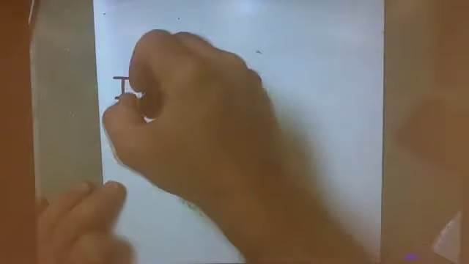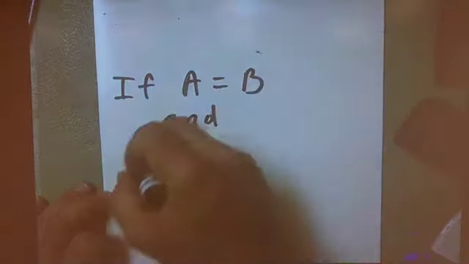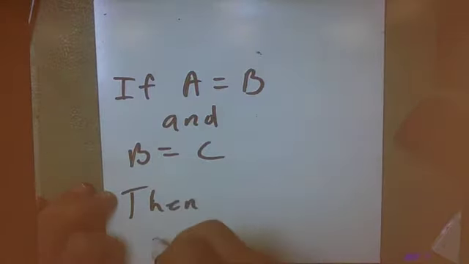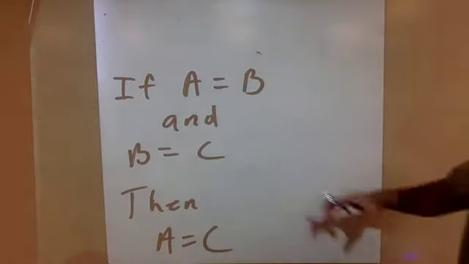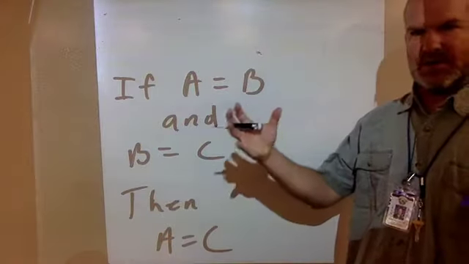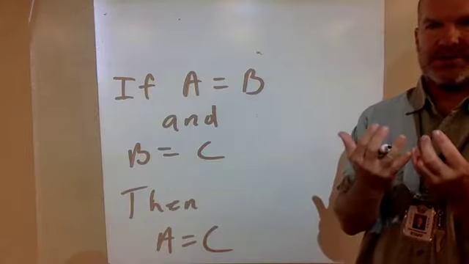Technically, if you look up transitive property on Google or in a dictionary, it's going to tell you if A equals B and B equals C, then A equals C. That's a fancy way with variables of saying if 2 things are equal to the same thing, then those 2 things are equal to each other.